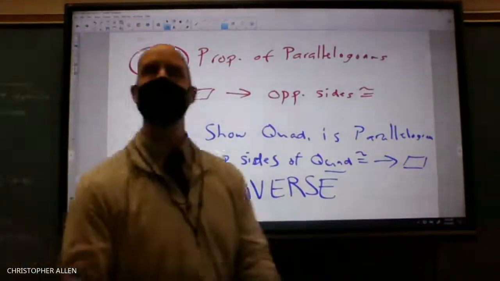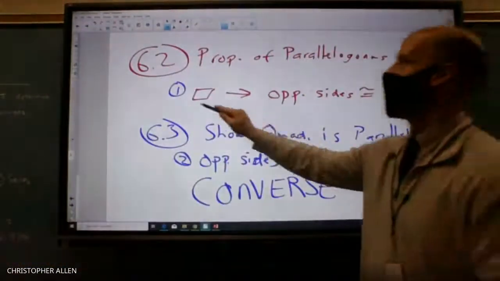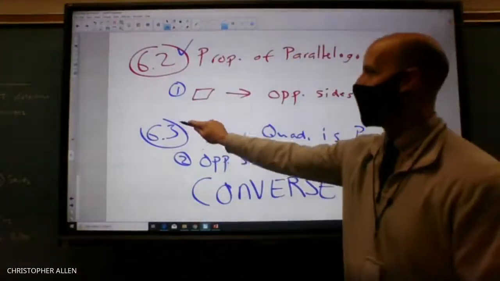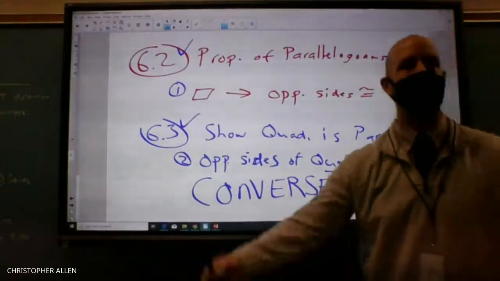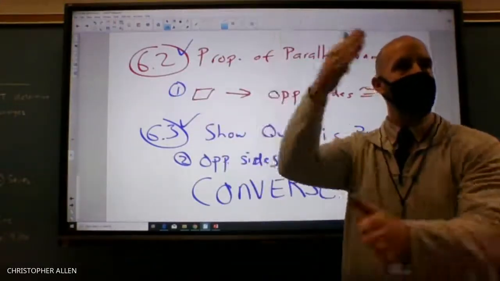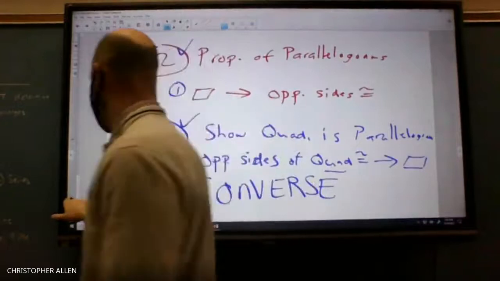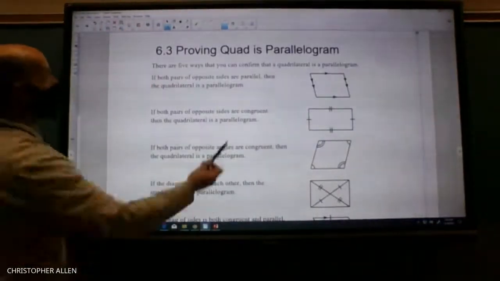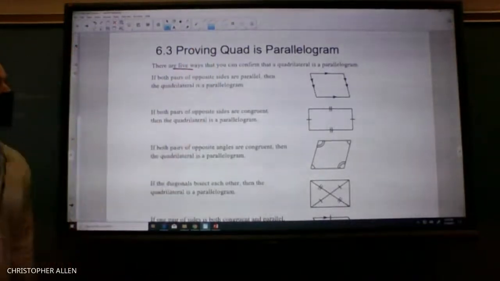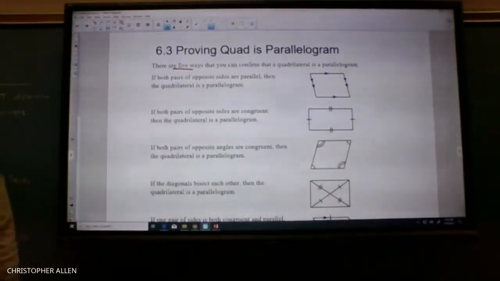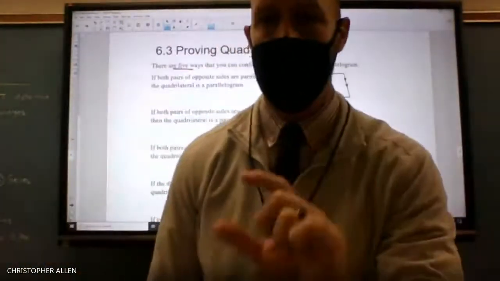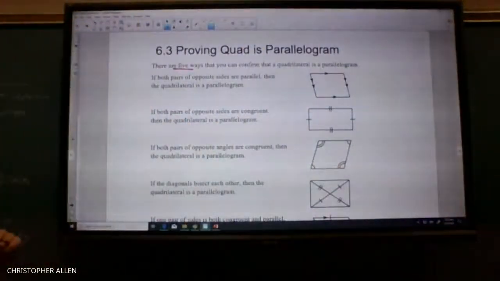So what I'm trying to tell you is, if you understood what we did in section 6.2, then you should be in pretty good shape for 6.3 because it's all the same stuff, except now we're just going to do the converses. In fact, let's go back and look at our notes for this week. There are 5 ways that you can confirm that a quadrilateral is a parallelogram. Those of you in virtual land, I forgot, I'll send you the link for these notes in just a second.